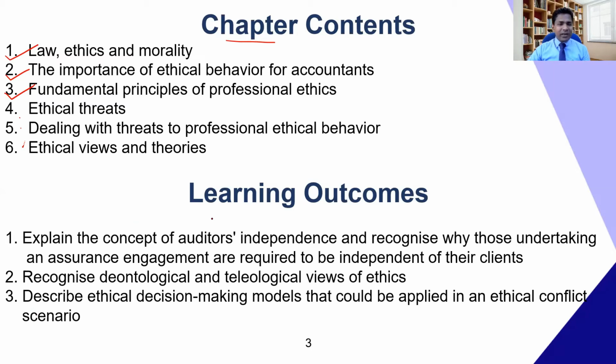Learning outcome number 1: explain the concept of auditor's independence and recognize why those undertaking an assurance engagement are required to be independent of their client. Recognize deontological and teleological views of ethics. This will be discussed today. It's an interesting part. And describe an ethical decision-making model that could be applied in an ethical conflict scenario. When there is an ethical issue, how it can be resolved through a model given in the study text, or given by the American Accounting Association, the AAA model. We are going to discuss this today.